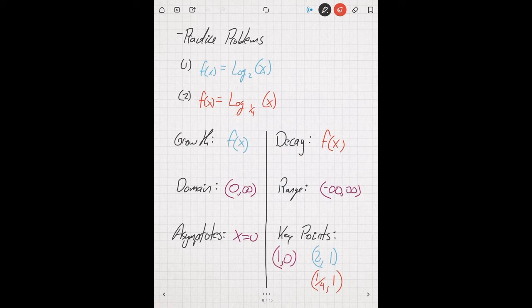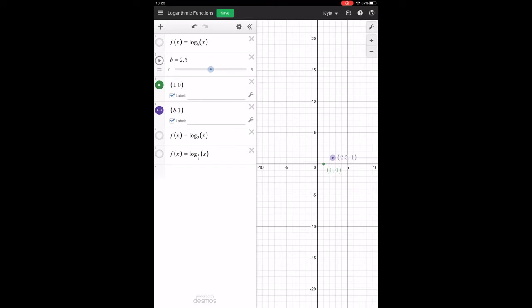Now what I'd like us to do is take some time to actually check these two graphs. Let's take a look at them and let's see in Desmos if they fit what we were describing. So for the blue one, we're hoping for exponential growth, or for logarithmic growth. Don't worry, I'll get that right eventually. And for the red one, we're hoping for logarithmic decay. And we're also hoping to see that these specific key points are featured on the graph. So let's take a look here. Let's take a look at the first graph, the blue one. That was log base 2 of x.